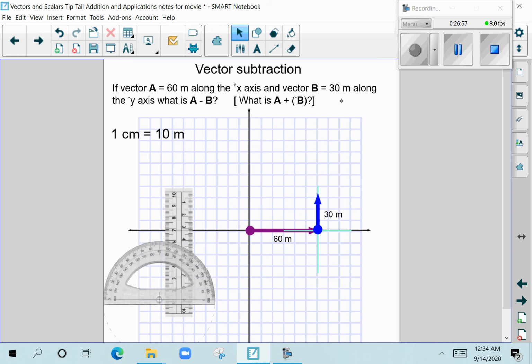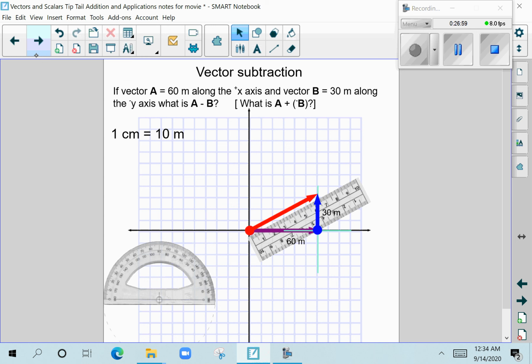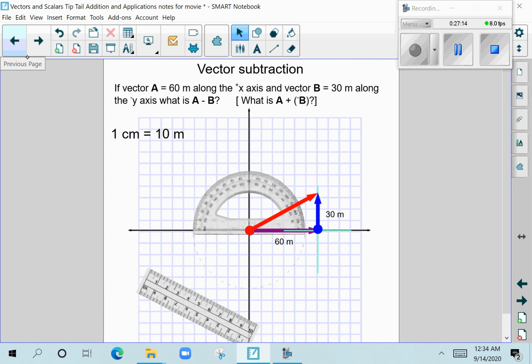I now can draw out my resultant from start to finish. I can measure out this length, and I can see that it's about 6.5 centimeters, so about 65 centimeters, just like last time. And I can measure the angle, which is still about 25 degrees, but above the positive x-axis.